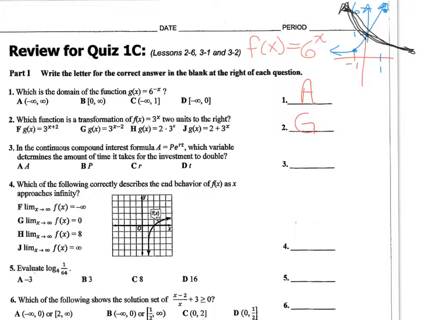How about number 3? In the continuous compound interest formula, A equals P e to the r t, which variable determines the amount of time it takes for the investment to double? So which of these is going to be the one that doubles? Too many letters right there. If you want to double it, the time. That is right. So you're going to have the time, which in this case is letter D, which is pretty much what we did right now. We said in 5 years it would double. So it's mainly the time, which is the D.